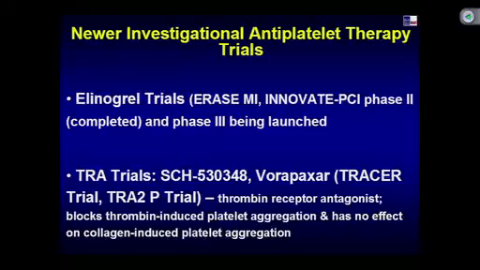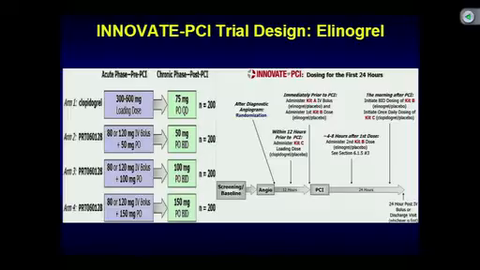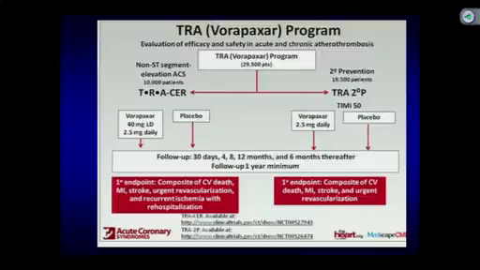Now, very briefly, the two new drugs you will be hearing quite a bit about. One is the Elinogrel trials, which are ERASE-MI and INNOVATE-PCI phase 2, completed, with phase 3 being planned. The second group is the thrombin receptor antagonist trials, which are Vorapaxar with the TRACER trial and the TRA 2P trial, which basically work on thrombin-induced platelet aggregation and have no effect on collagen-induced platelet aggregation. It basically means you reduce the thrombotic events, and you don't cause bleeding, because that collagen-mediated closure of the vasculature continues. This is the INNOVATE-PCI trial design, which I have shown here, which is starting the randomized trial, and these are the Vorapaxar TRA programs, with the two of them coming in the future.